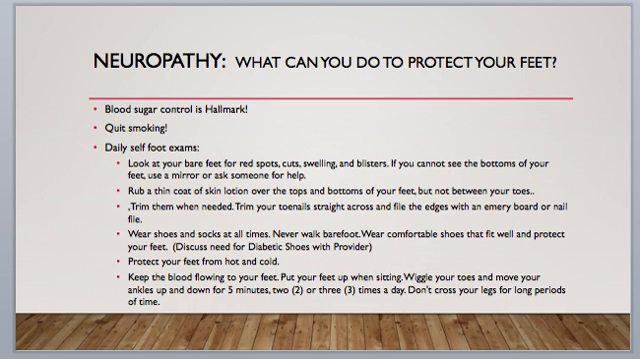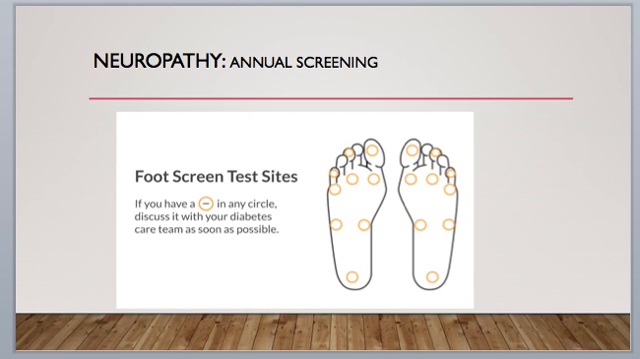You will see a step-by-step guide to performing good foot care on the above screen. Pause the video if you need to write down these tips. Additionally, it is important to mention that you should be receiving an annual screening at your PCP office. It is also known as a monofilament test.